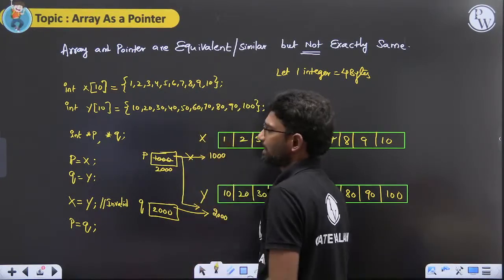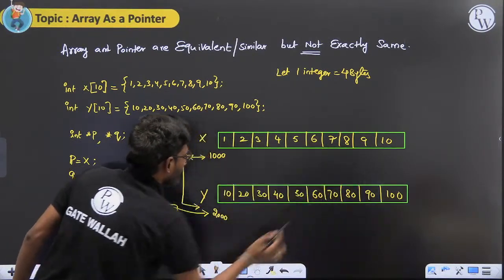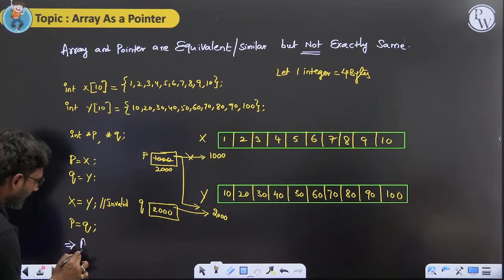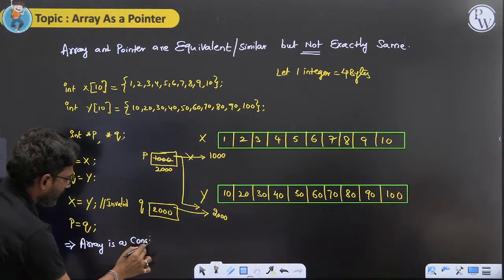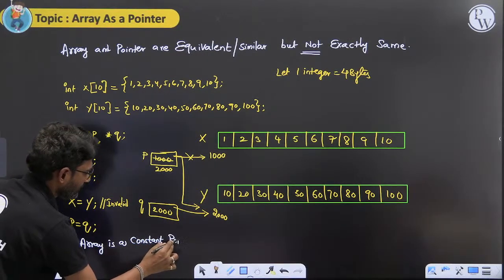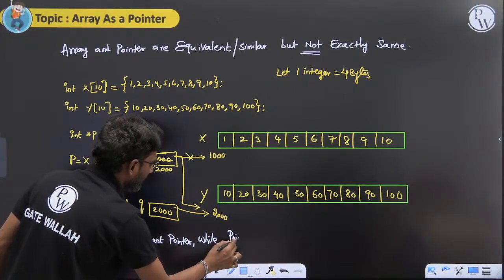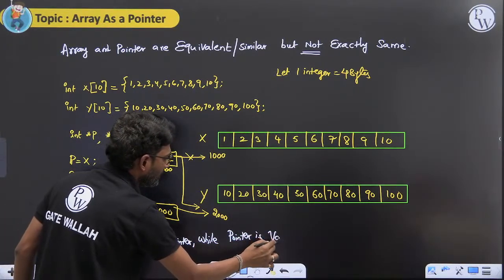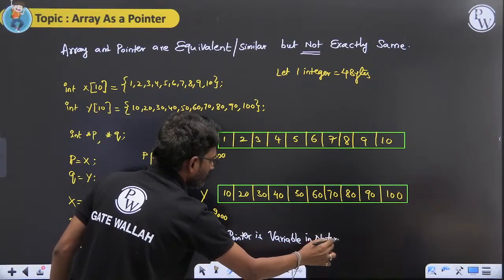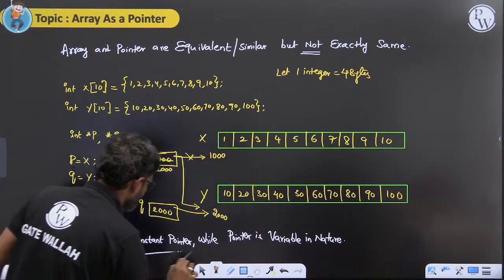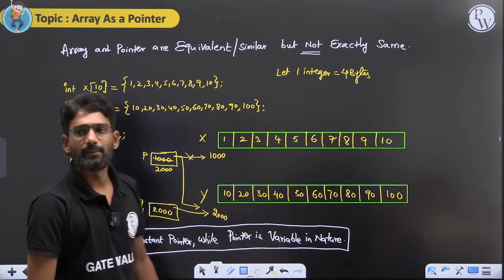The first difference is: array is a constant pointer, while pointer is variable in nature. Array is constant while pointer is variable.